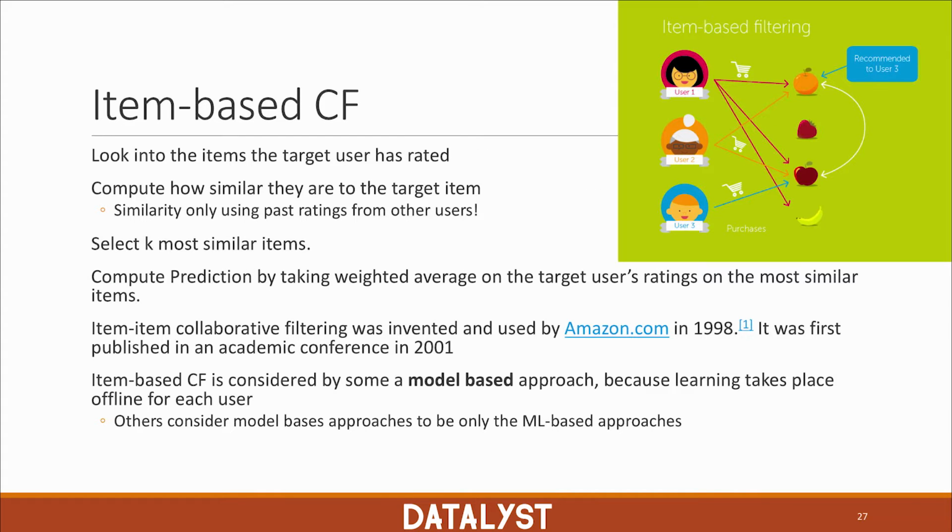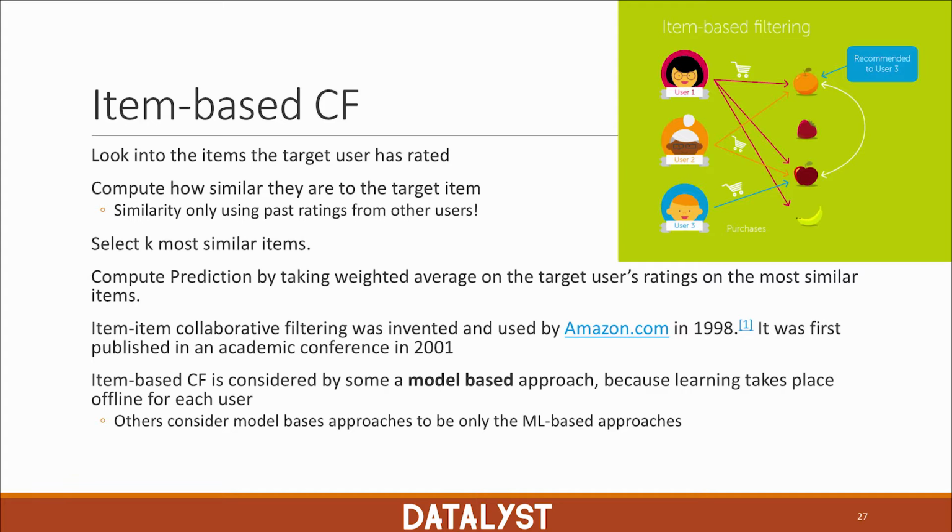Item-based collaborative filtering is the other flavor. We saw user-based so far. So the idea behind item-based filtering is that we look into the items that the target user has rated, and we compute a similarity score between all items in our database and the items that the user has rated. We select the k most similar items, and then in a similar fashion to what we saw in the previous section, we calculate a predictive score for the rating based on a weighted average of the user's ratings for past purchases and the similarity of those past purchases to those unrated items.